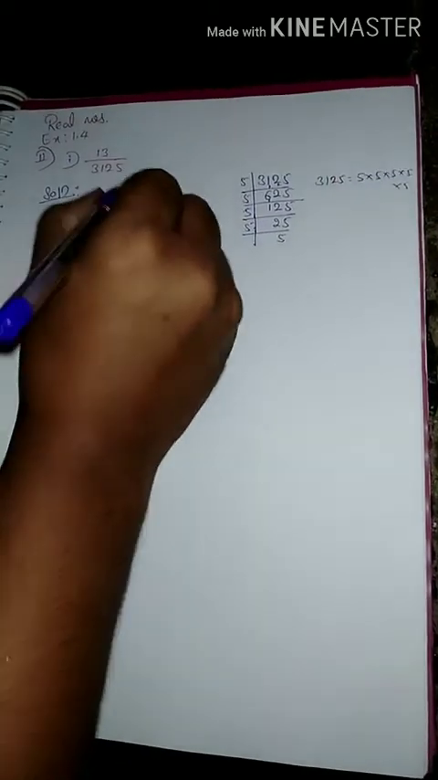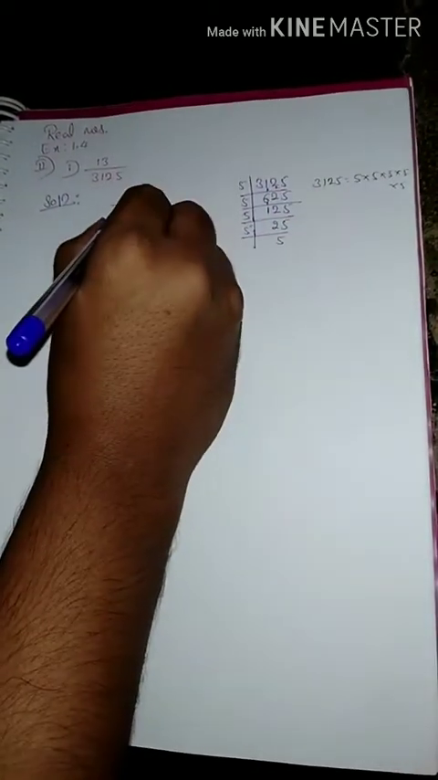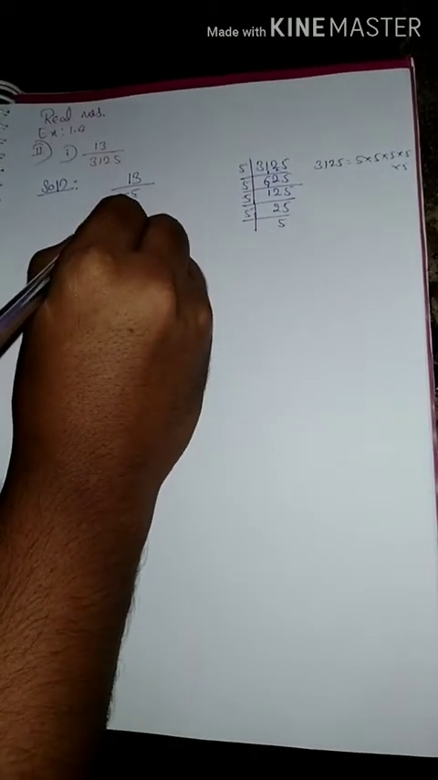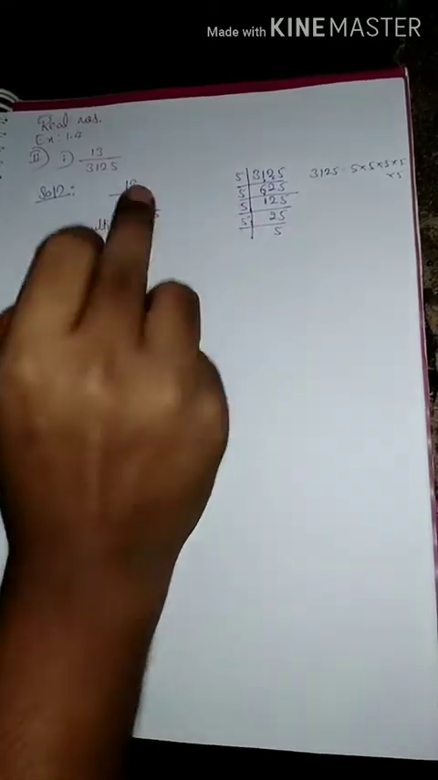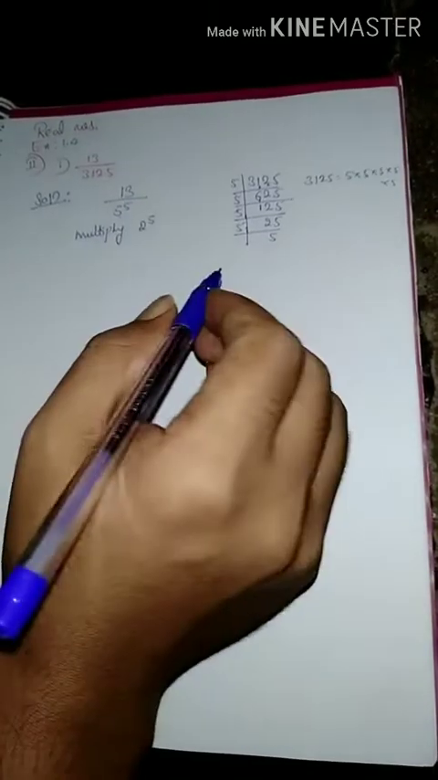So 13 divided by 3125 is nothing but 13 divided by 5 to the power 5. So here we can multiply and divide by 2 to the power 5. Why 2 to the power 5? Because the denominator is to be converted in terms of 100, 1000, 10,000.